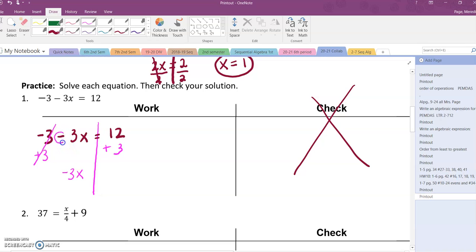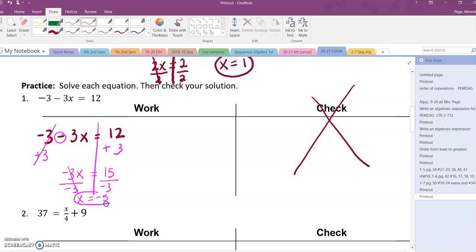Oops, mistake, so you've got to bring that down. Negative 3x equals 12 plus 3. Now, step 2 was to multiply or divide to get the x by itself. In this case, it starts off as negative 3 times x. So the opposite of times is to divide. So I'm going to divide both sides by negative 3. Don't forget about that negative. Those negative 3s cancel, and you have x is equal to 15 divided by negative 3, which is negative 5.